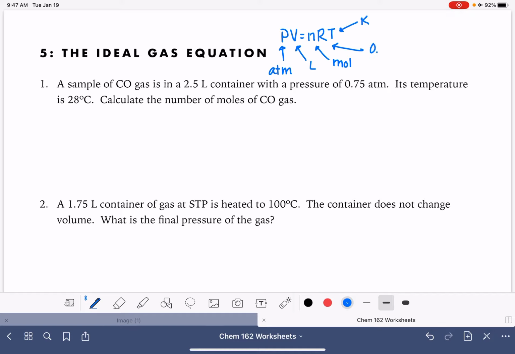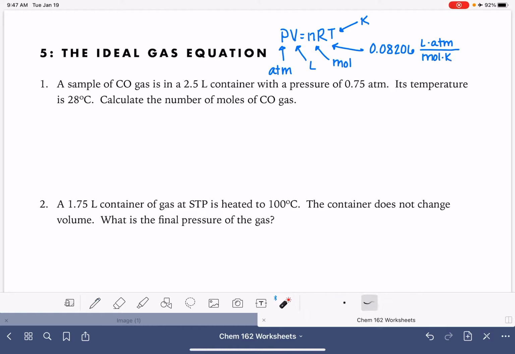The ideal gas constant is just a constant that turns the relationship between pressure and volume and moles and temperature into an equality, and its value is 0.08206 liters times atmospheres over moles times Kelvin. It's a pretty simple equation to use.